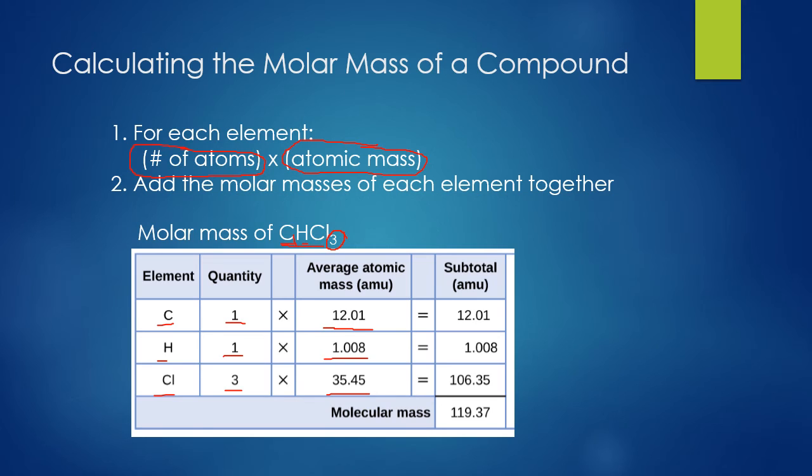Now you need to multiply across. For carbon, there's one atom that has a mass of 12.01. Hydrogen, one atom with a mass of 1.008. Chlorine, there's 3 of them this time, so 3 times 35.45 gives us 106.35. Now for the total molar mass of that entire compound, we add the carbon to the hydrogen to the chlorine, and we get a total of 119.37, and the units are grams per mole.